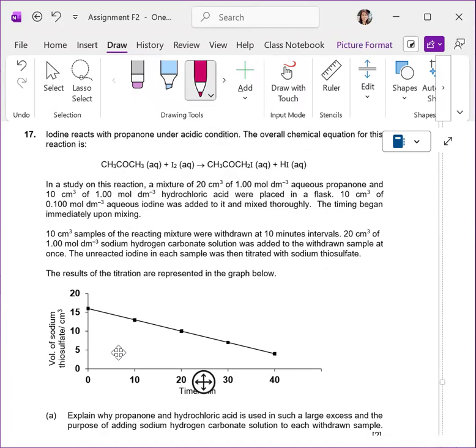So the timing began immediately after mixing, and then 10 cm³ samples were taken at 10 minute intervals, etc. And then you add in some hydrogen carbonate to the sample, and the unreacted iodine was then titrated. So let's look at what's happening. We are seeing that they are removing samples at regular time intervals because we want to monitor the progress of the reaction.